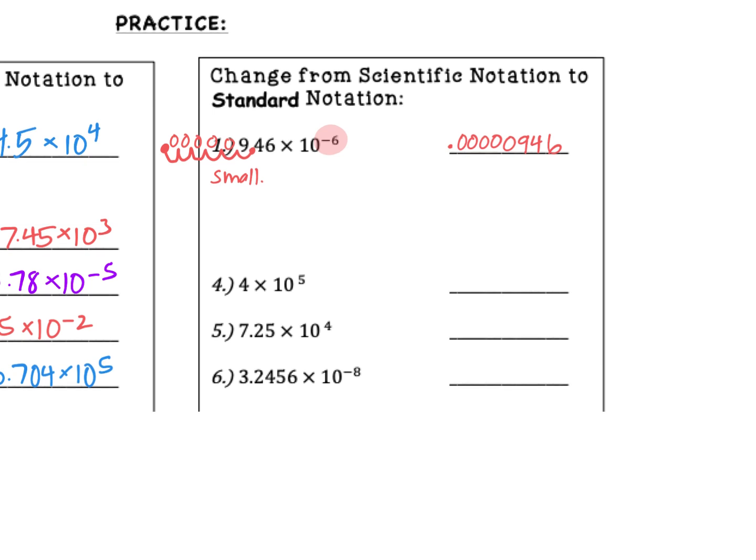Okay, looking at number 4, I've got a positive exponent here, which means we're going to have a big number. Okay, so if I write 4 here, my decimal point is technically there. Big number, would we go to the right or the left? Think about it. We're going to the right. So I'm going to the right 5 times. 1, 2, 3, 4, 5. That is now where my decimal point is. And I'm going to fill all these things in with zeros here. So I've got 4 and then 5 zeros.